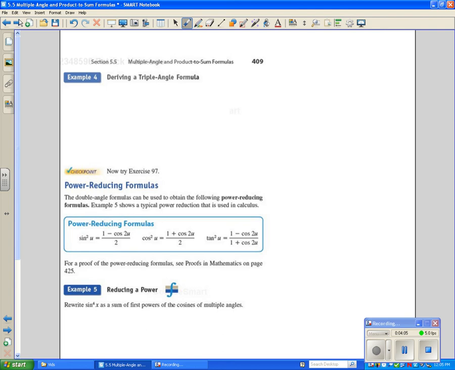Deriving a triple angle formula. Let's say we have sine 3x. Well, notice that's 2x plus x. So we have to apply our sum formula, which is sine cosine, cosine sine, same sign. So we have sine 2x cosine x, plus cosine 2x sine x.